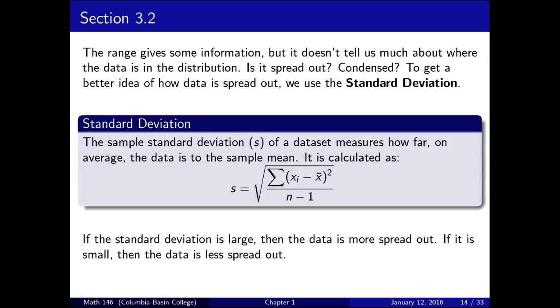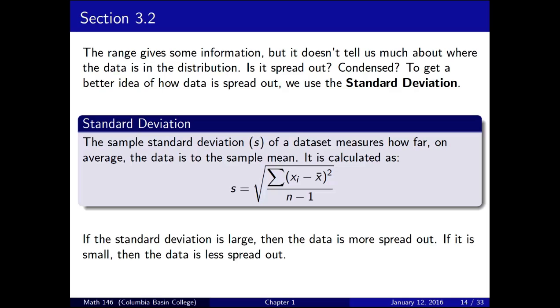Now, the range gives us some idea of how spread out the data is, but it doesn't tell us how the data is distributed within that range. Is it all spread out evenly? Is it all condensed in the middle? To get a better idea of that, we use what we call the standard deviation.